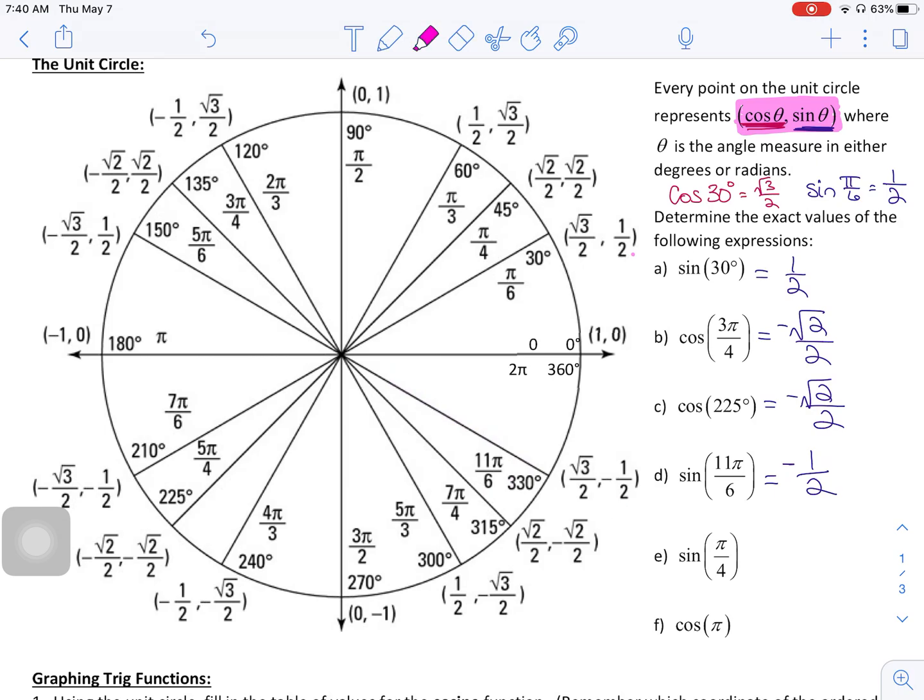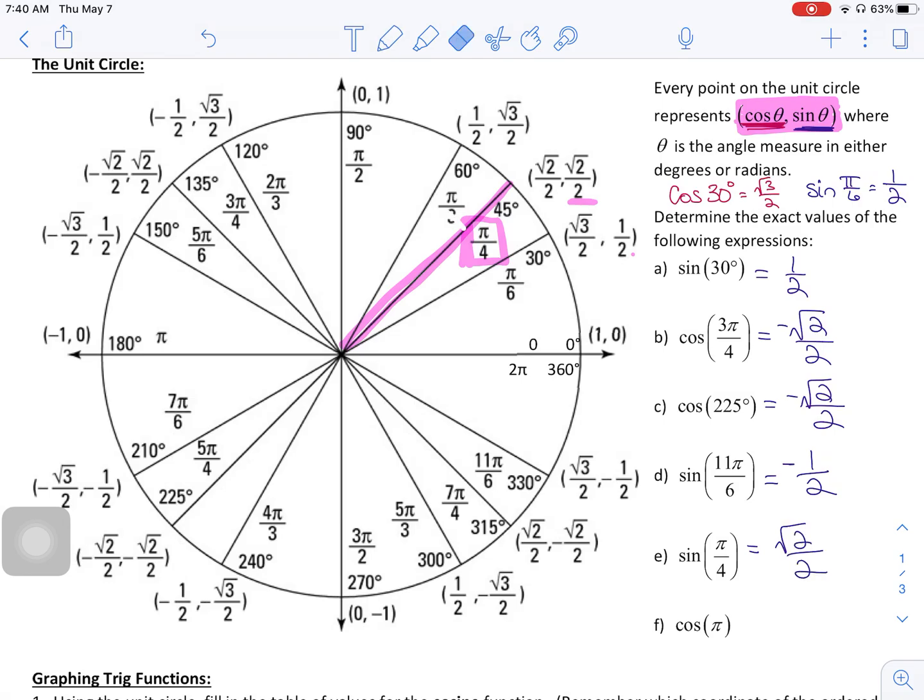Let's see, sine of pi over 4. Pi over 4 is back here. All right. It's that line on the unit circle. Sine is my y value. So sine of pi over 4 is equal to root 2 over 2.